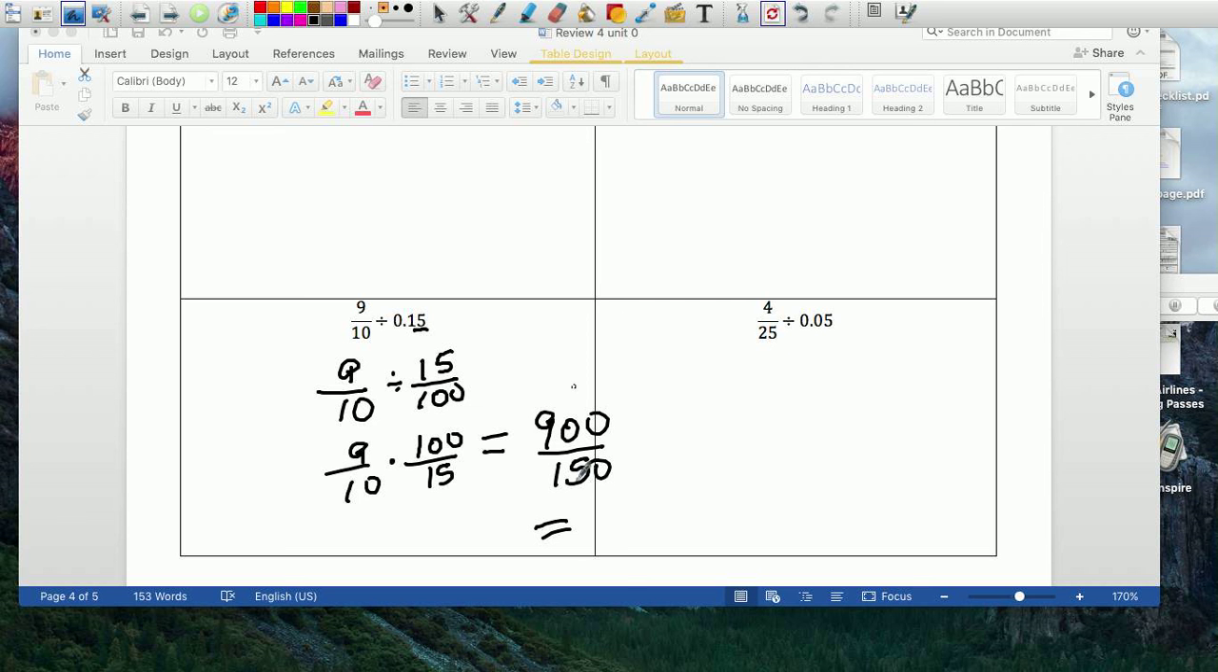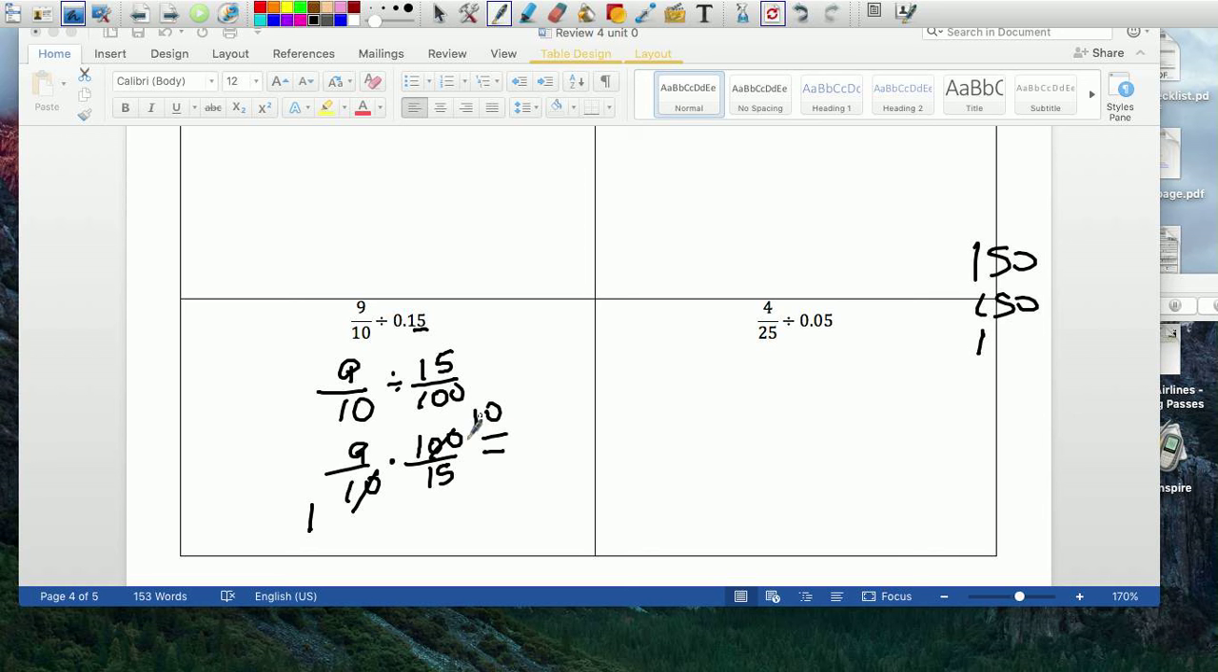Okay, so we can simplify this now. 150 goes into 900: 150, 150, 300, 6 times. This should be exactly 6, because 150 goes into 900 6 times, and there's no leftover. But if you chose to simplify before you multiply, what can we simplify? We can simplify 10 and 100. 10 divided by 10 is 1. 100 divided by 10 is 10.